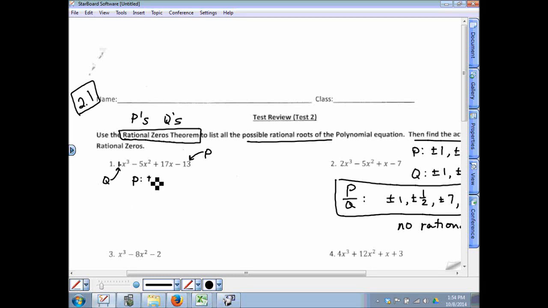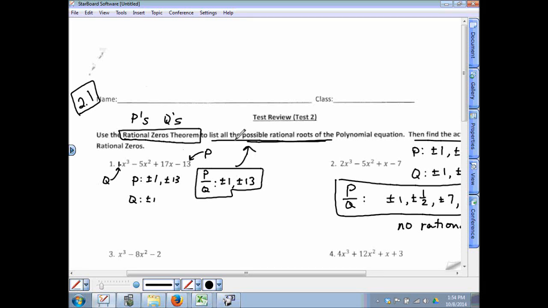So P are the factors of 13, that's plus or minus 1, and plus or minus 13, and then the factors of Q are just plus or minus 1. So the actual list of all the possible rationals is P divided by Q. So if you take plus or minus 1, that's the first P number, and divide it by plus or minus 1 here, you're going to get plus or minus 1. And then if you take plus or minus 13 divided by plus or minus 1, you're going to get plus or minus 13.